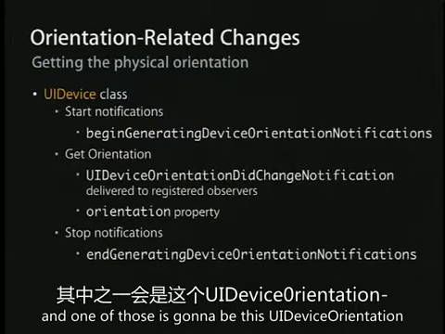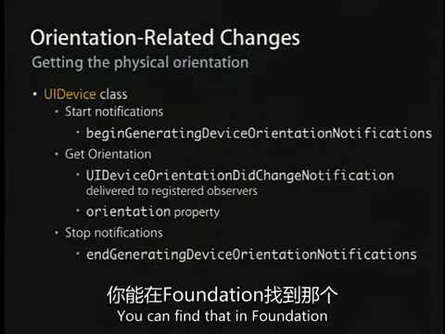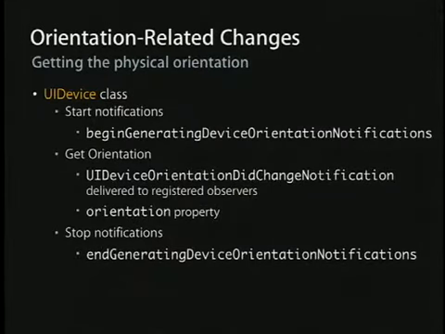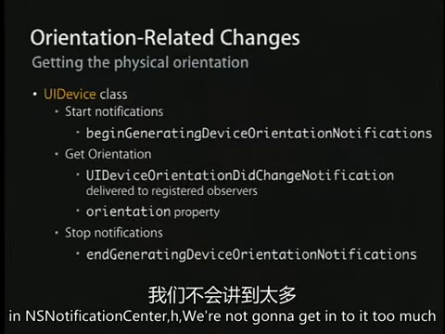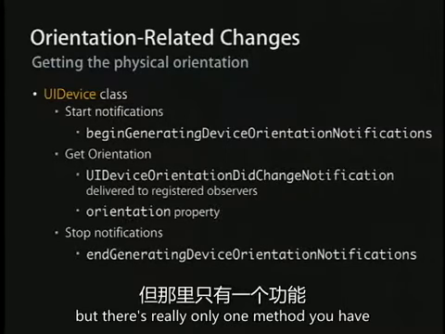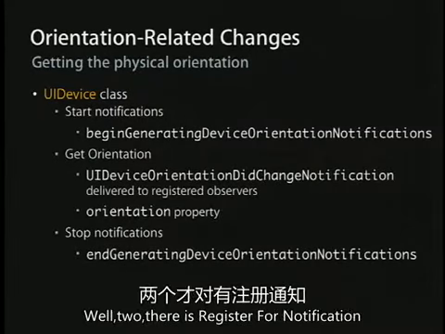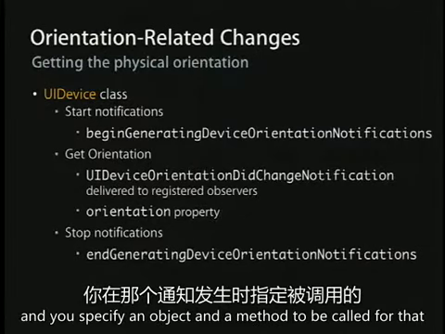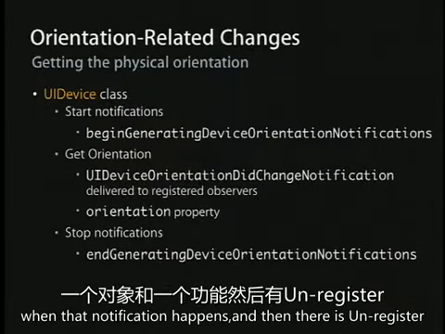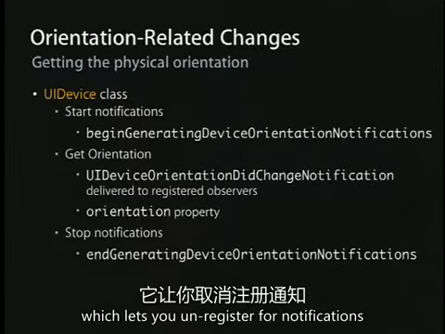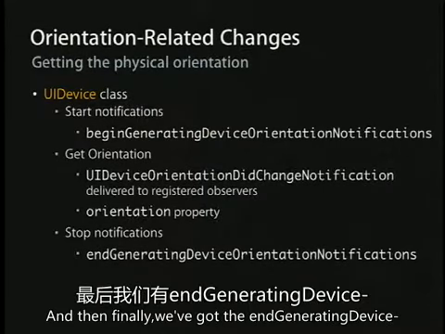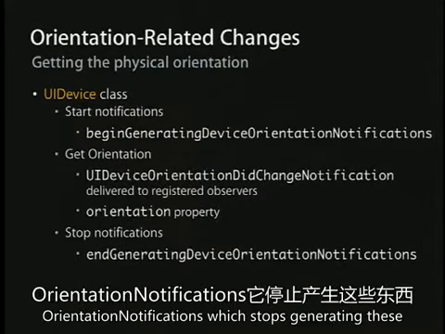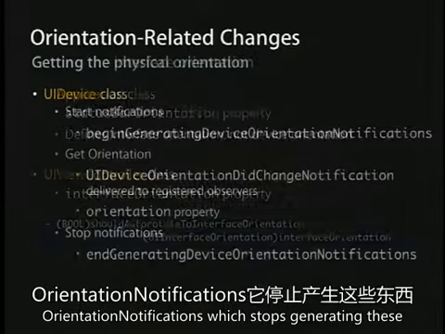And one of those is going to be this UIDeviceOrientationDidChange notification. You can find that in Foundation in NSNotificationCenter.h. We're not going to get into it too much, but there's really only one method you have to know about there. Well, two. There's register for notification, and you specify an object and a method to be called when that notification happens. And then there's unregister, which lets you unregister for notifications. And then finally, we've got endGeneratingDeviceOrientationNotifications, which stops generating these.